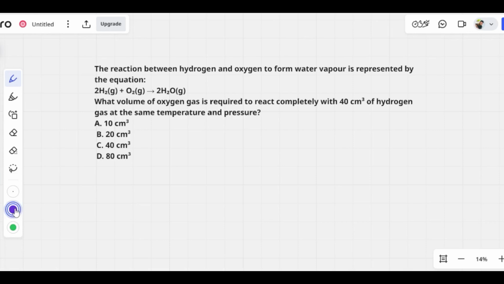So this is another tutorial on how to solve questions on stoichiometry. A reaction between hydrogen and oxygen to form water vapor is represented by this equation. And what volume of oxygen gas is required to react completely with this amount of hydrogen? And it's very simple. So what's the solution to this?